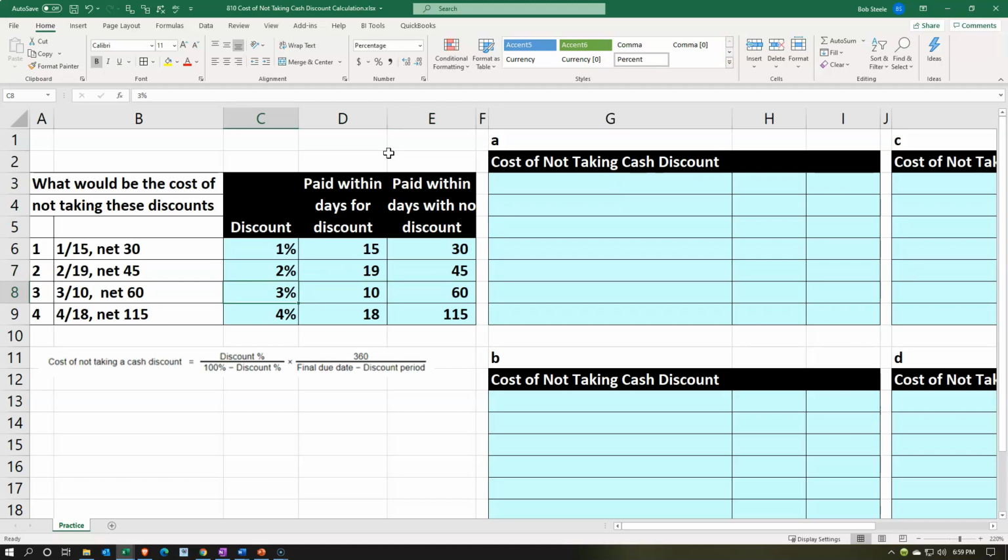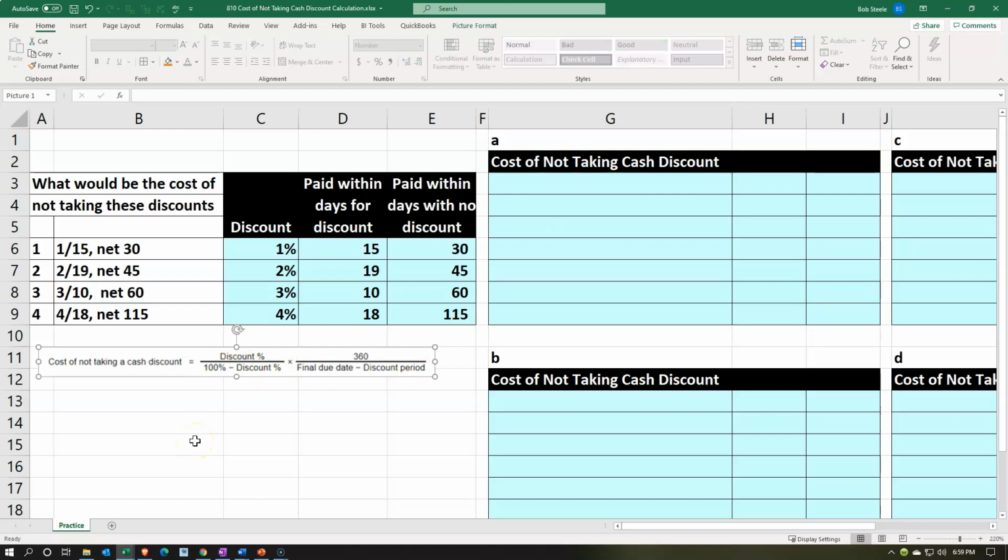Now, if we were to consider, okay, is it a good idea for us to take this discount? Well, what we'll do is we'll use this calculation. It's going to be cost of not taking the cash discount type of calculation. It's going to be this item down here, or this discount calculation down here. The answer to this is going to come out to a percent, which can look a little bit abstract.